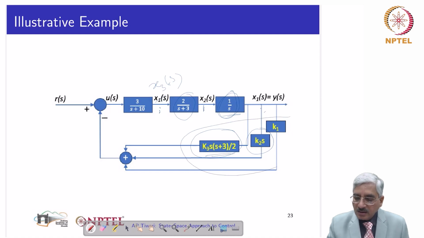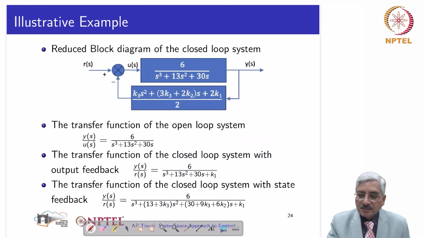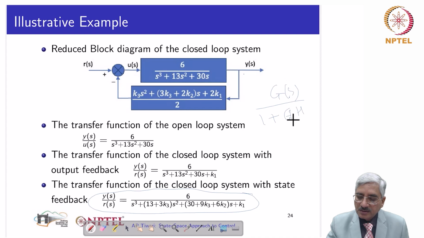Now all these three can be combined together, and the representation of the system which was originally shown reduces to this. And now one can obtain the closed loop transfer function, which will be this. The closed loop transfer function, when it is derived from this, which is G by 1 plus GH, of course G(s) by 1 plus G(s)H(s), it will be this.